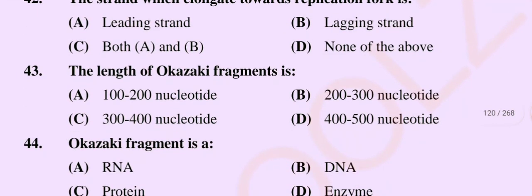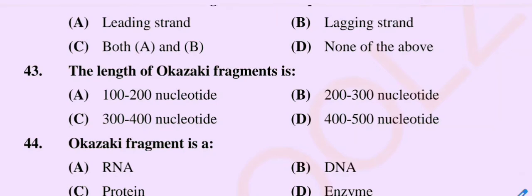Question number 43. The length of Okazaki fragments is option A 100 to 200 nucleotide, option B 200 to 300 nucleotide, option C 300 to 400 nucleotide, option D 400 to 500 nucleotide. So the correct option is option A 100 to 200 nucleotide.